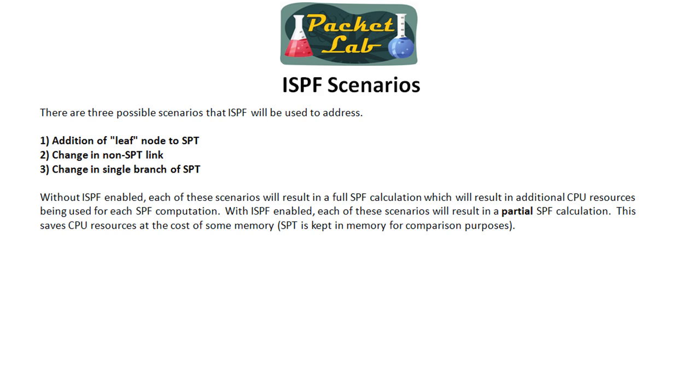First of these is the addition of a leaf node to the shortest path tree. Second is a change in a non-shortest path tree link. And then finally, we have a change in a single branch of the shortest path tree.